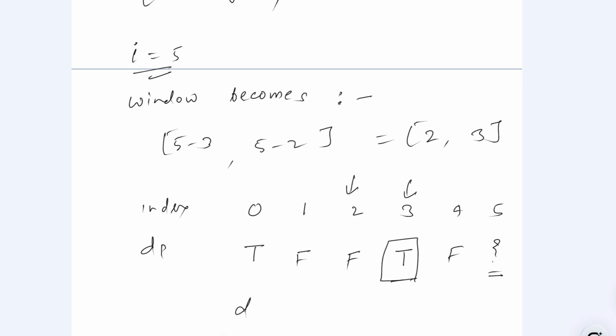So dp at 5, we can say dp at 5 is equal to true. Understand? So why are we doing the sliding window here? Because without optimization, for every index we would scan the entire range again, and that gives you O of n square. So instead, we maintain a reachable count. So reachable means what? How many true values currently exist inside the window.